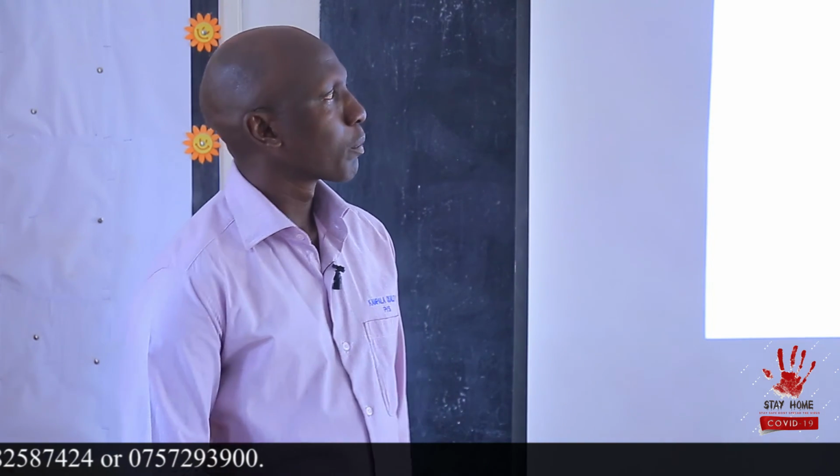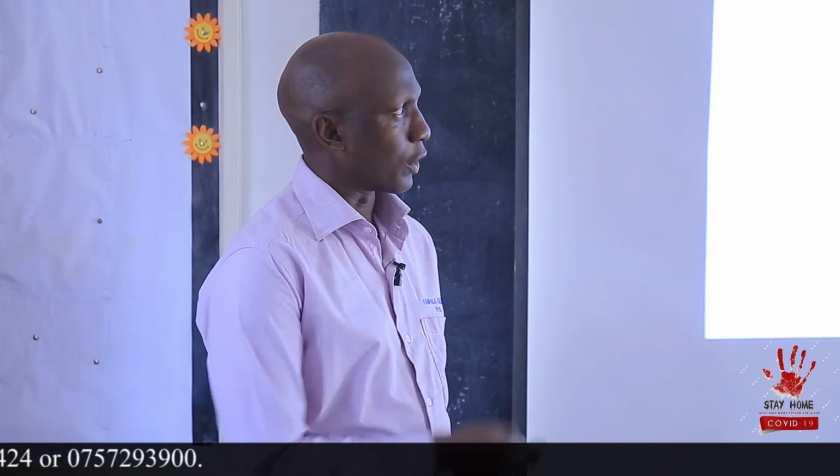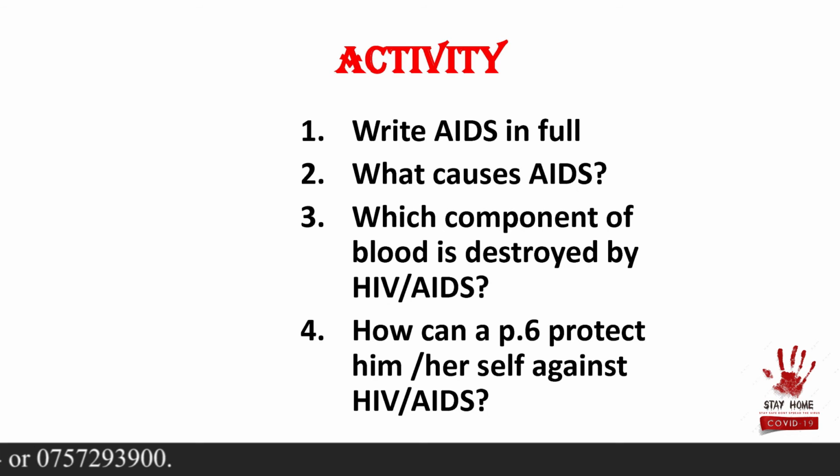But before I leave you, I'm leaving you some few questions you're going to answer for me. As you can see them, one, write AIDS in full. I know you've already learned about that. Two, what causes it? And then three, which component of blood is destroyed by this disease? And then lastly, how can a P6 child protect him or herself against HIV/AIDS?